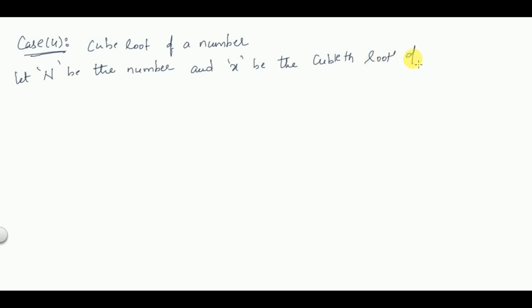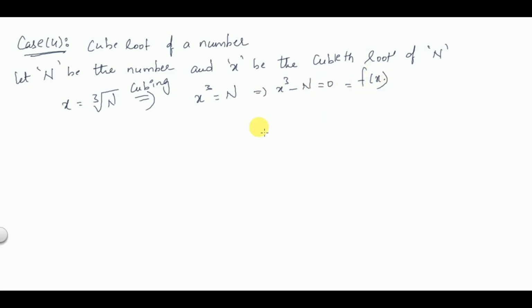Cube root of n. So that means x is equal to the cube root of n. Cubing on both sides, what you'll get is x cubed is equal to n. So from this, what we can write is x cubed minus n is equal to 0. So this is now our f of x. So f of x, we have got it as x cubed minus n.